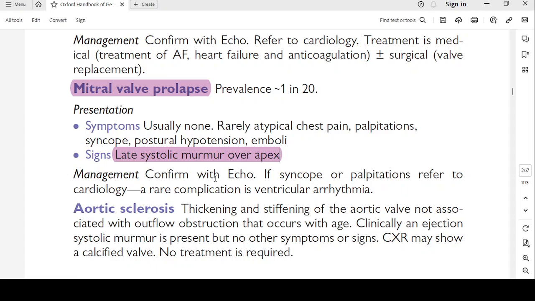Management, confirm with echo. If syncope or palpitations are present, refer to cardiology, that is symptomatic. A rare complication is ventricular arrhythmia.